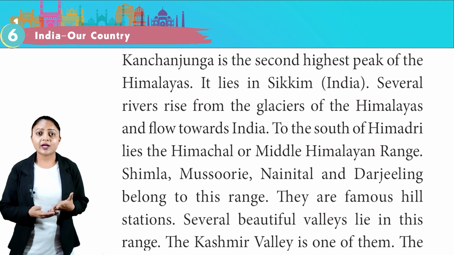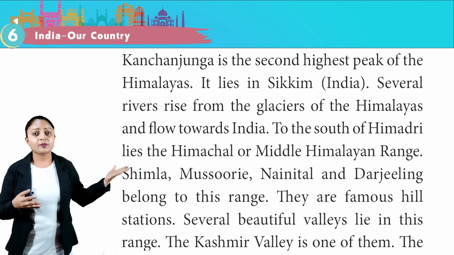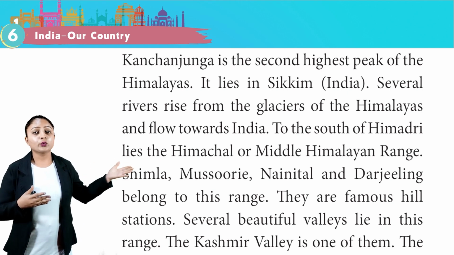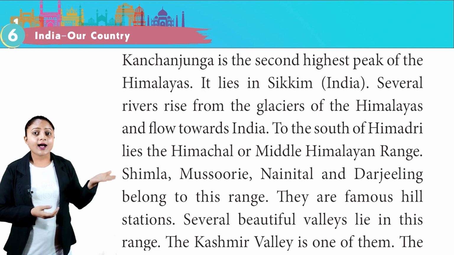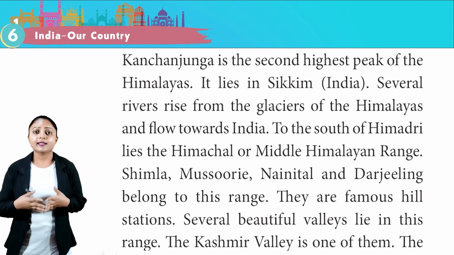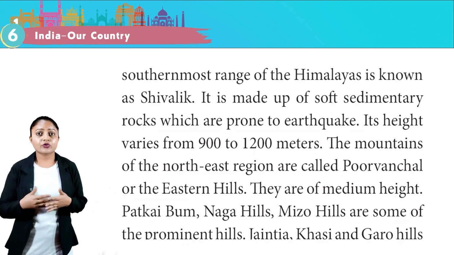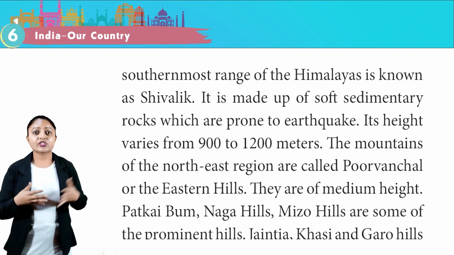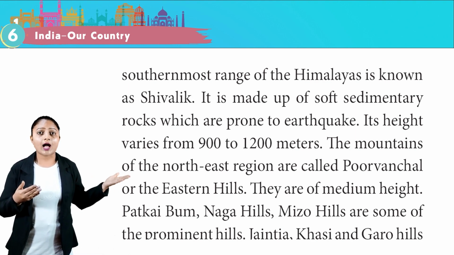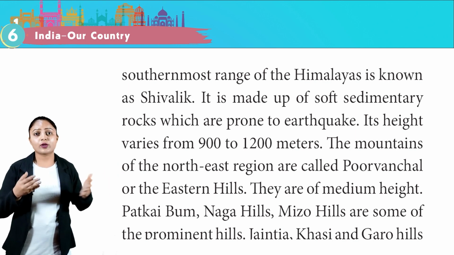To the south of Himadri lies the Himachal or Middle Himalayan range. Shimla, Mussoorie, Nainital and Darjeeling belong to this range. They are famous hill stations. Several beautiful valleys lie in this range. The Kashmir Valley is one of them. The southernmost range of the Himalayas is known as Shivalik. It is made up of soft sedimentary rocks which are prone to earthquakes. Its height varies from 900 to 1200 meters.